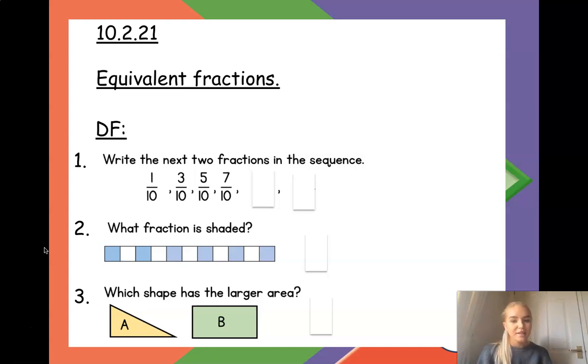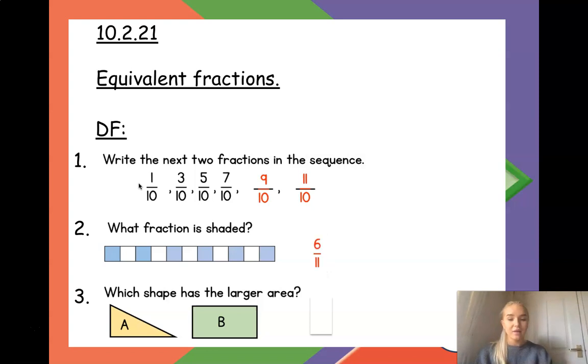Okay, so writing the next two fractions in the sequence, we can see that we are going up in tenths. My denominator is not changing, but my numerator is going up by 2 each time. So my next fraction in the sequence would be 9 tenths, and then adding 2 more from 9 would be 11 tenths.